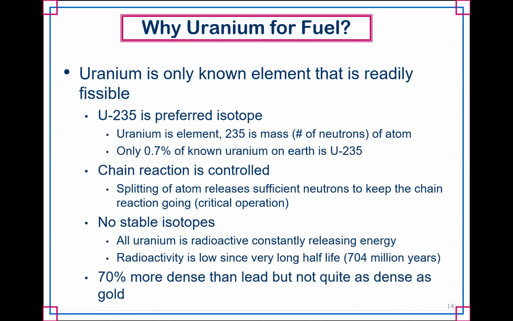So we talked about U-235. It is the only known element that is readily fissile in its natural state. We'll talk about thorium in a little bit, but what we'll see is that U-235 is the perfect amount and the perfect material. 235 is the mass number of the nucleus. It's a very dense atom. And interestingly enough, only 0.7% of the known uranium on Earth is U-235.